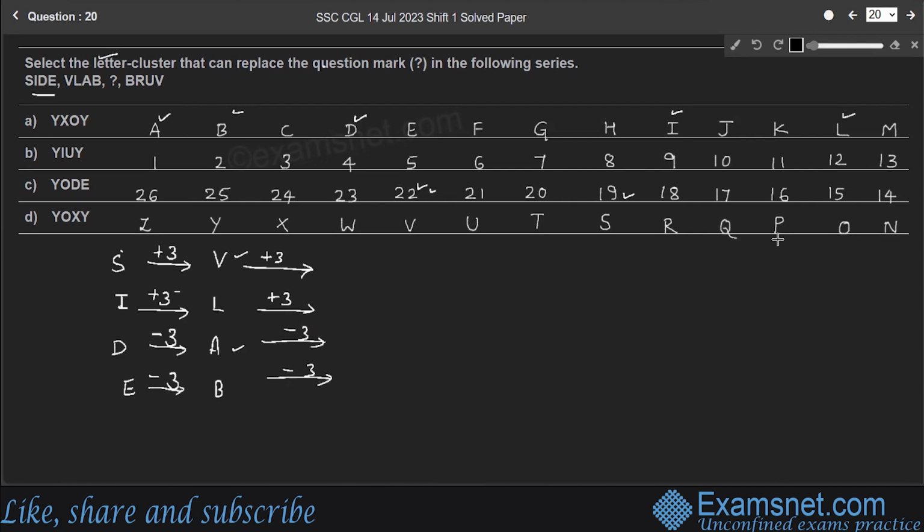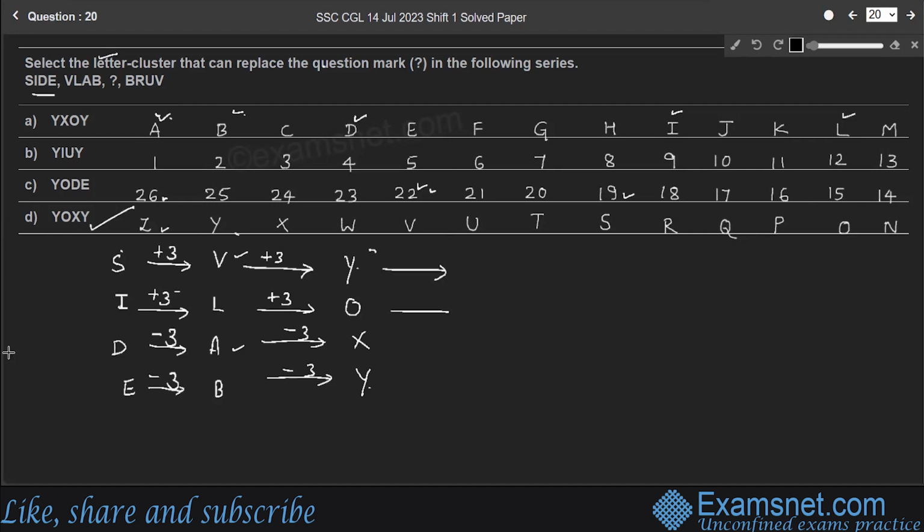V plus 3. V is 22 plus 3, 25, which is Y. L plus 3. L is 12 plus 3 is 15, which is O. Whereas A minus 3, A is 1. Minus 1 is Z, minus 2, minus 3 is X. Right? B minus 3, B is 2. Minus 1 is A, minus 2 is Z, minus 3 is Y. Therefore, the third cluster is YOXY. Option D is the answer.